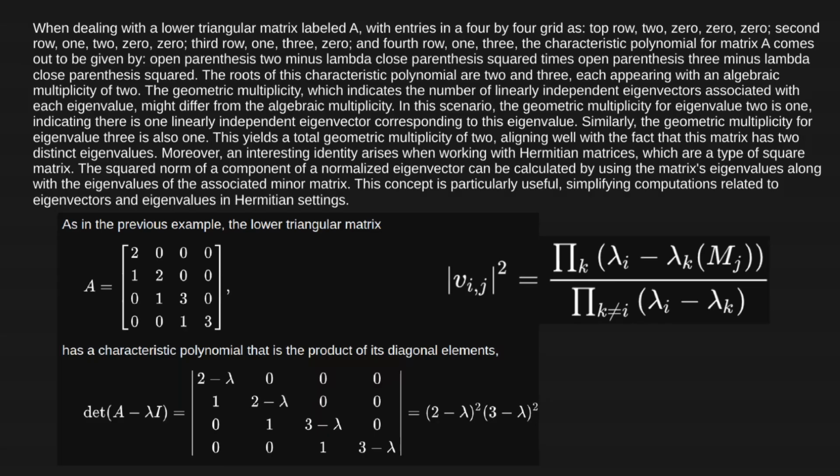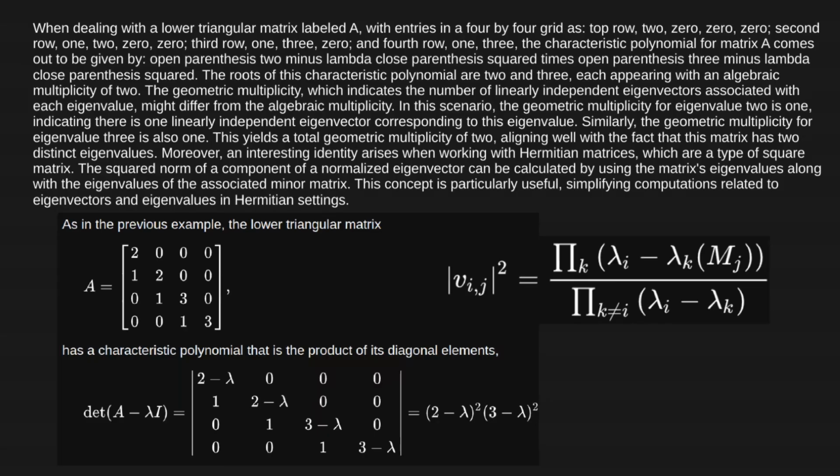When dealing with a lower triangular matrix labeled A, with entries in a 4x4 grid as top row 2, 0, 0, 0, second row 1, 2, 0, 0, third row 1, 3, 0, and fourth row 1, 3, the characteristic polynomial for matrix A comes out to be (2 minus lambda) squared times (3 minus lambda) squared. The roots of this characteristic polynomial are 2 and 3, each appearing with an algebraic multiplicity of 2.